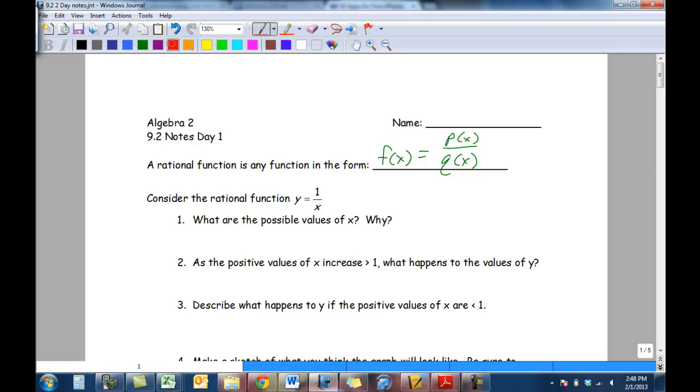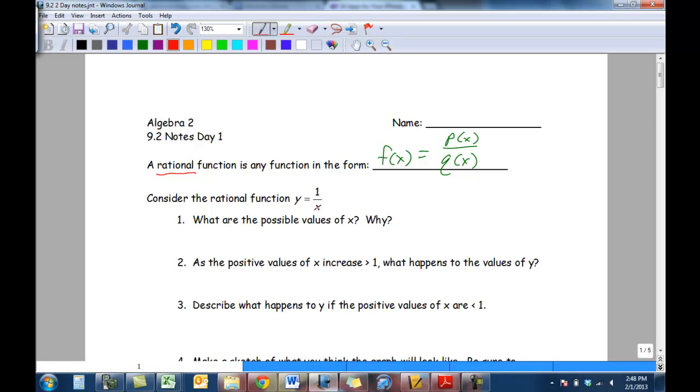But here's the thing. Back at the beginning of the year, we talked about what a rational number was. A rational number was anything that could be expressed as a fraction. And so that's all this is. A rational function is just anything that's a fraction.